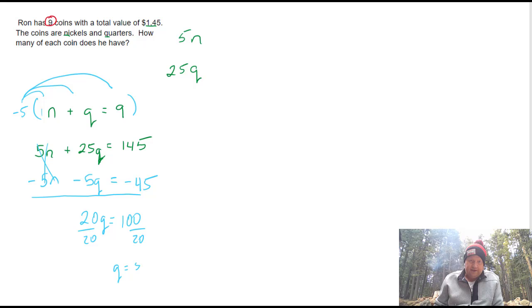Q is 5. So we have 5 quarters. You only had 9 coins, so 4 of those were nickels. It's not a terribly difficult problem to do. You could guess and check it probably in about the same amount of time.